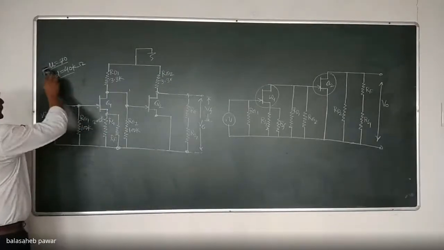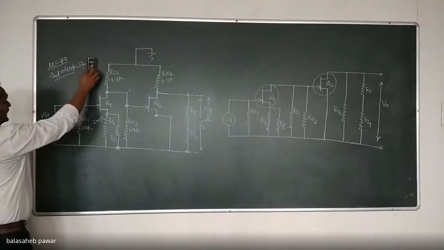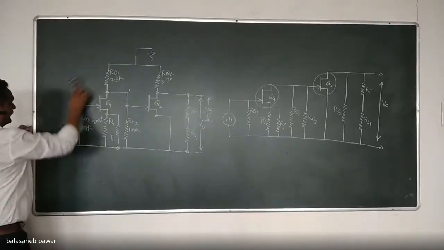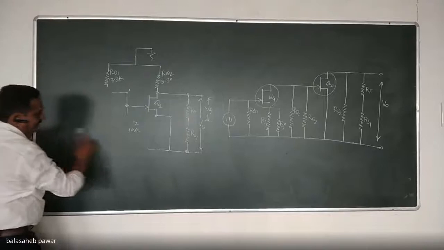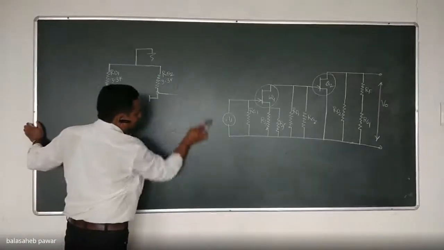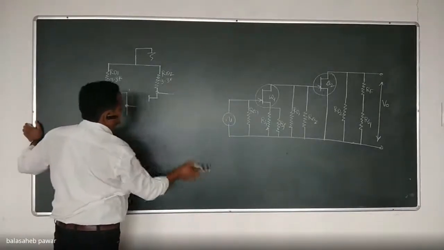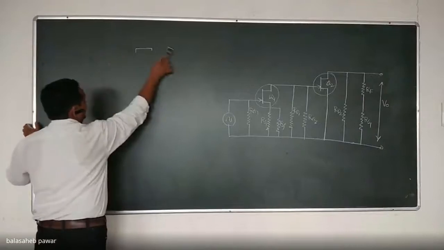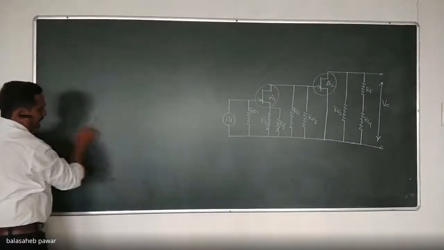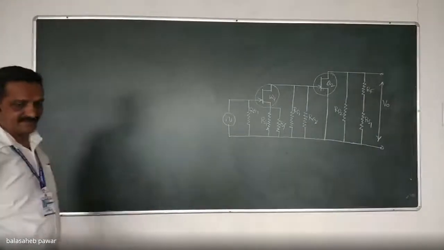Have you noted it? Mu is 70 and rd is 40 kilo ohm. Now, the next step is to replace the transistors by the AC equivalent model and keep the remaining components as they are.